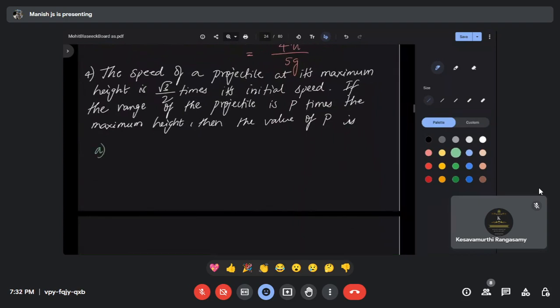I'll give you the options. Option A, 4 upon 3. Option B, 2 root 3. Option C, 4 root 3. And option D, 3 upon 4. Again here, read the question carefully. Try to understand what the relation is and then try working towards it. I'll just give you a minute to think.